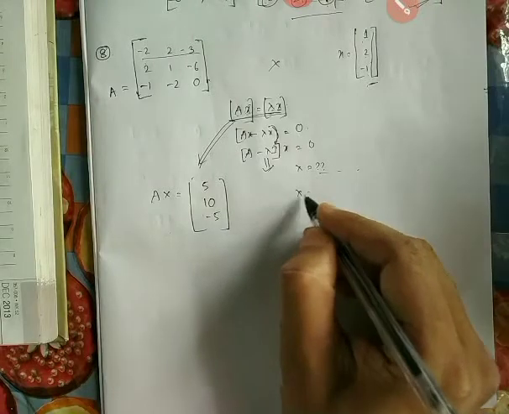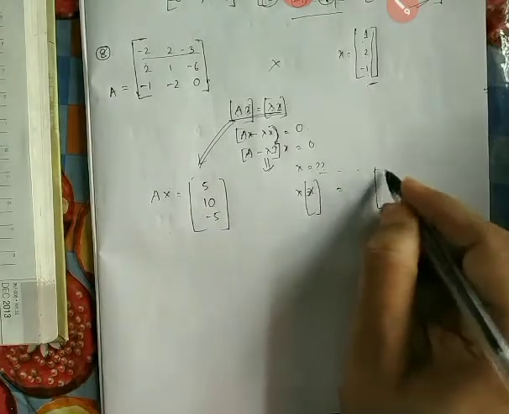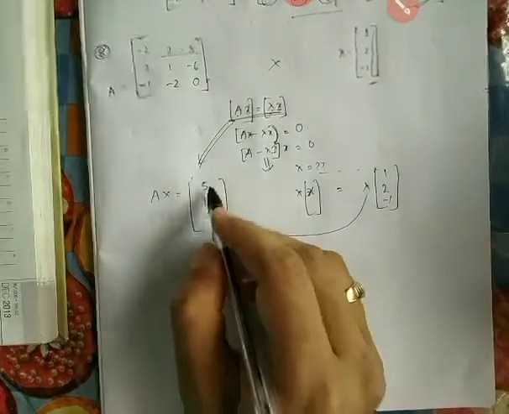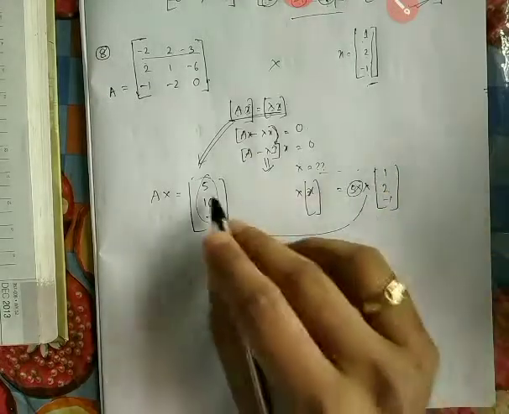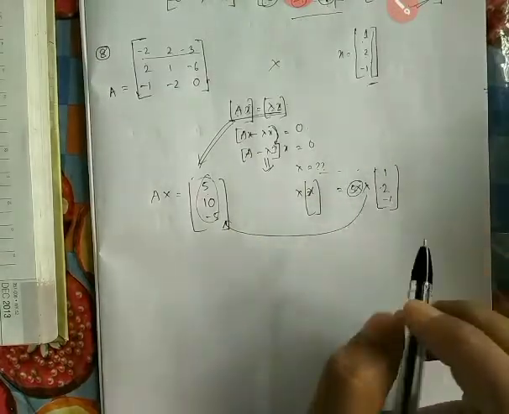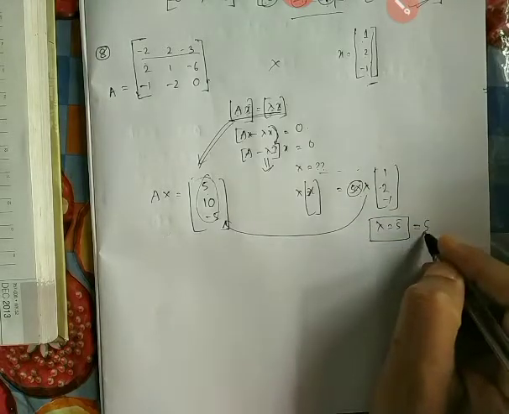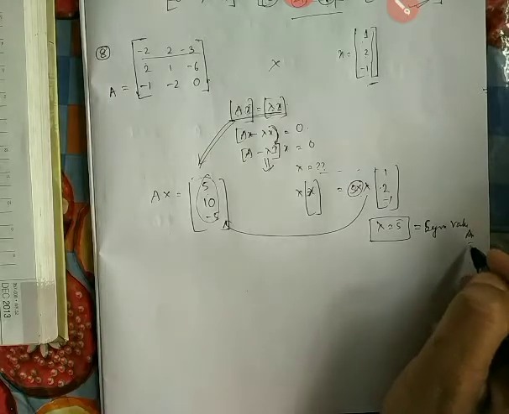So again, lambda into x. x is given, so x is 1, 2, minus 1. So you can see what should be lambda. From here also you can see, if you take 5 common, then it is this. If you multiply it by 5, then 5 into 1 is 5, 5 into 2 is 10, 5 into minus 1 is minus 5. So lambda is equal to 5. The corresponding eigenvalue is lambda equal to 5, for which this is the eigenvector.